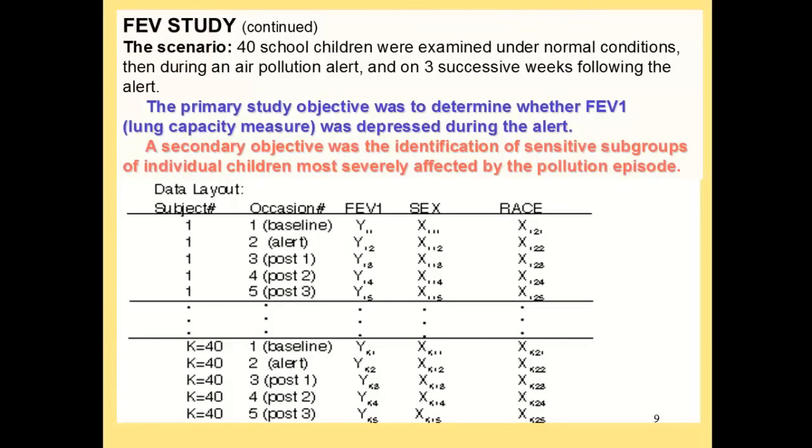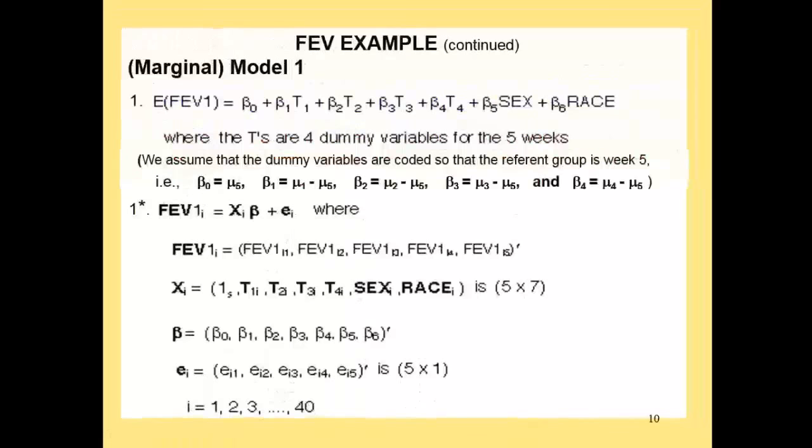So this is just back to the FEV study, just a repeat of the slide from before. So let's focus for a moment on the top question, the blue question here. The primary study objective was to determine whether FEV1, a lung capacity measure, was depressed during a pollution alert. Okay. So let's start by considering a marginal model. This is one analytic approach that we could take to this problem. This is not the only one. This is not the one we had to do. This is just one that we could do. Okay, a marginal model here.